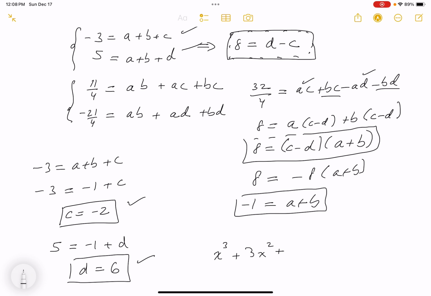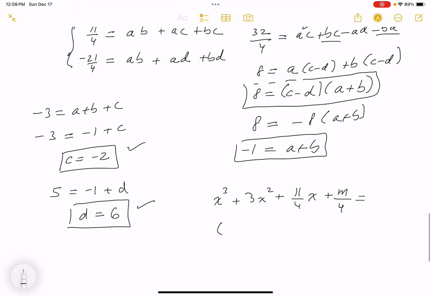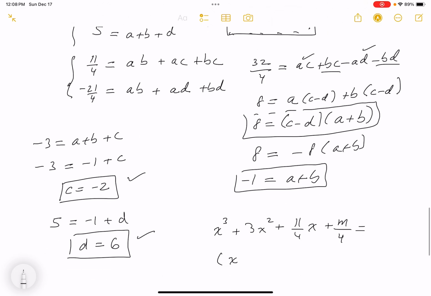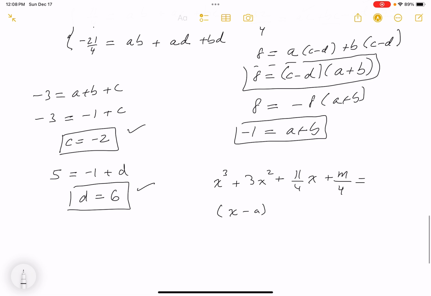Let's see, plus 11 quarters x plus m over 4. We said that this thing factored into x, I got to remember what I said, by the way. Oh, x minus a, I do remember that. x minus b and x minus c. Now, what do I know? I know that this is a root of the problem, and this would equal 0. So c is minus 2. So I think I can figure out m now.